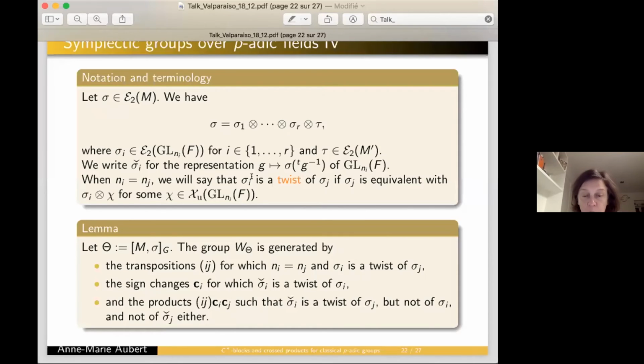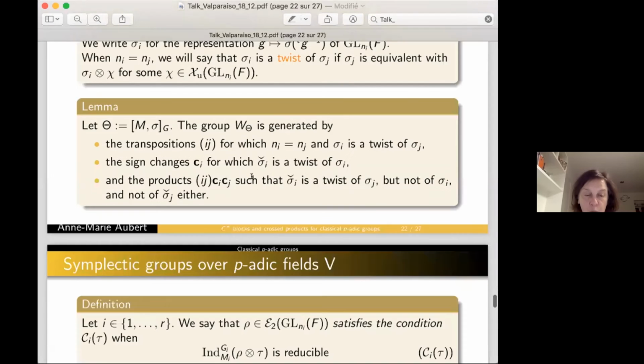So this allows us to obtain a description of the group W(theta). So here is the description. The group W(theta) is generated by transpositions (i j) for blocks of the same size when the representation sigma_i is a twist of sigma_j, by the sign changes c_i for which sigma check_i is a twist of sigma_i, and by products of such a transposition and c_i c_j, in the case where sigma check_i is a twist of sigma_j, but not of sigma_i and not of sigma check_j either. So we have an explicit description of all the group we want.